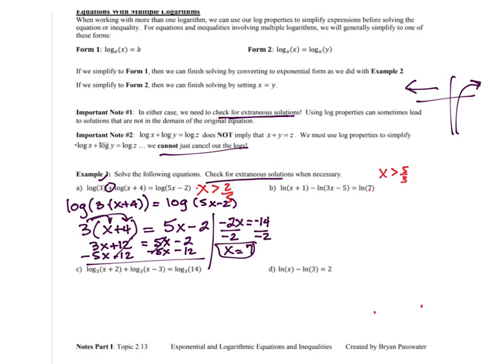Now, the natural logs are being subtracted. So what does that mean about my arguments? They're over each other. They're being divided. So I have natural log of x plus 1 divided by 3x minus 5 equal to natural log of 7. Not just 7, but the natural log of 7. So now I have the natural log on both sides, which means my bases are the same. They're both e. So my arguments must be equal.